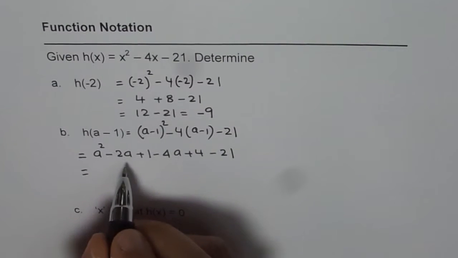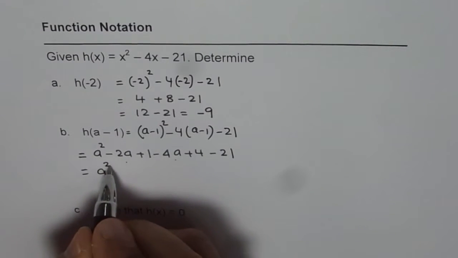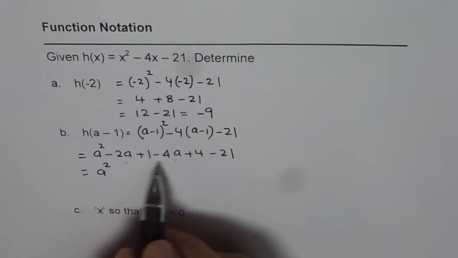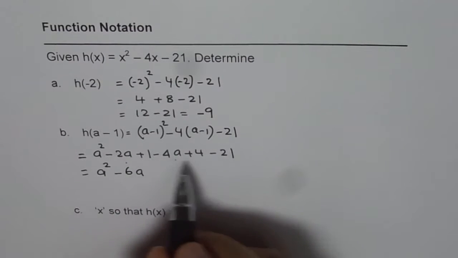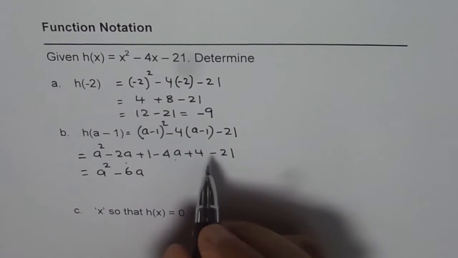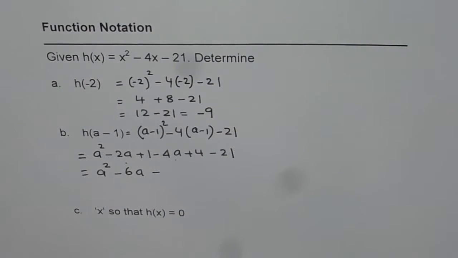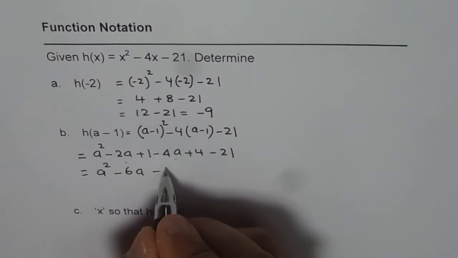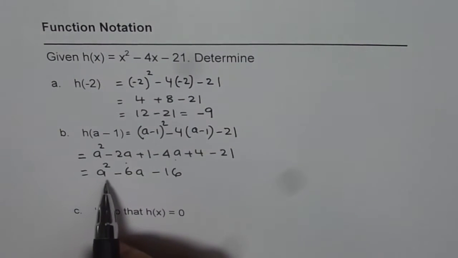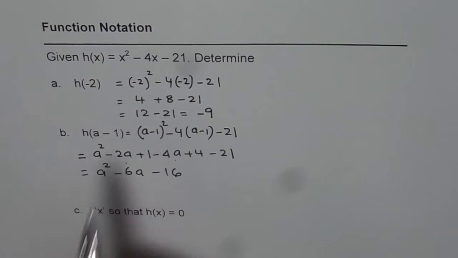Now we can combine the like terms and write down our expression, which is a square, minus 2a minus 4a gives us minus 6a, and constants: 1 plus 4 is 5, and when you take away 5 from 21, which is minus 21, you get minus 16. So a square minus 6a minus 16 is h of a minus 1, right? So that's how you can do it.